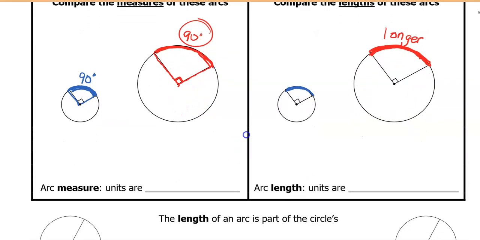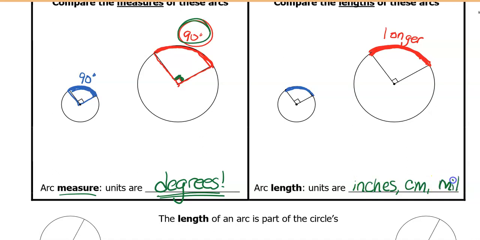Super important, and really the main way to think about this: for arc measure, the units are always going to be degrees. The measure of an arc is related to the measure of an angle, so the measure is always in degrees. Whereas the length, if I flatten out that pizza crust and make it straight, I might measure it in inches, centimeters. If it's an absurdly large pizza, it might be miles, and so on. So length is just measured in regular length units.